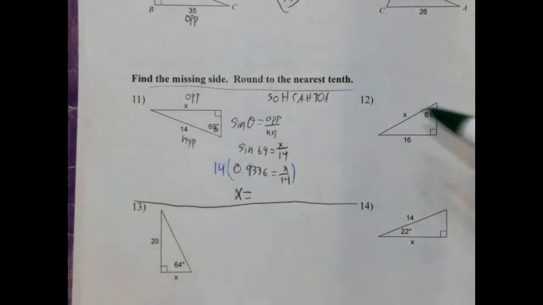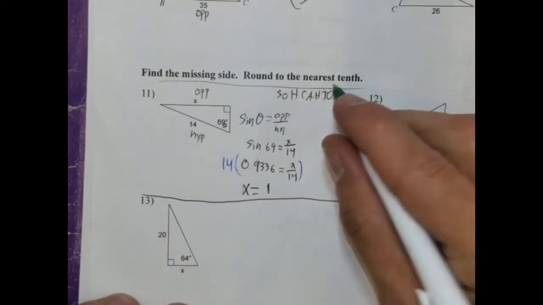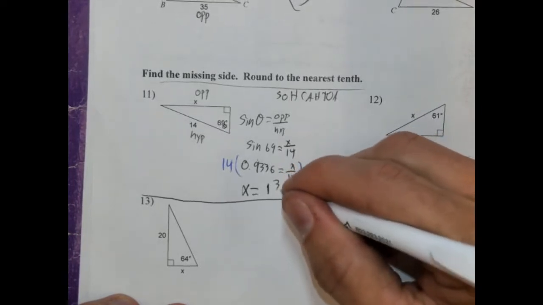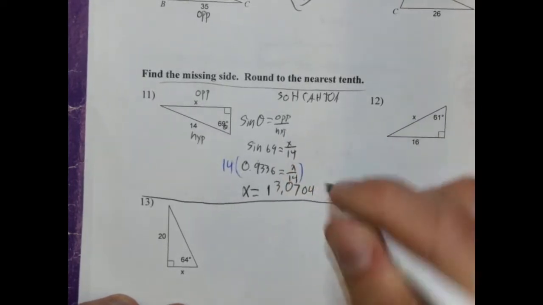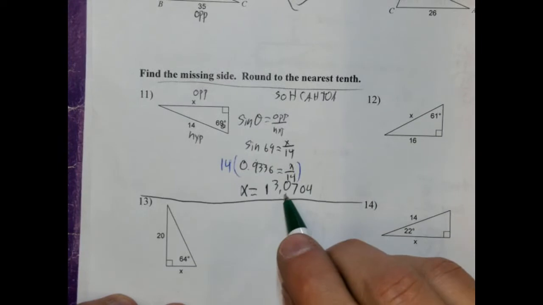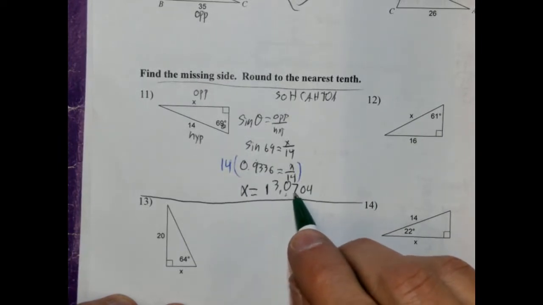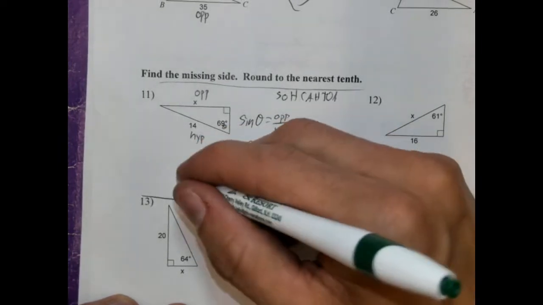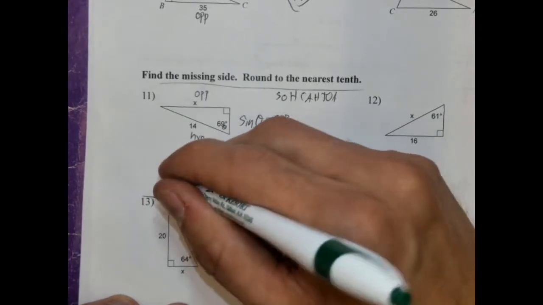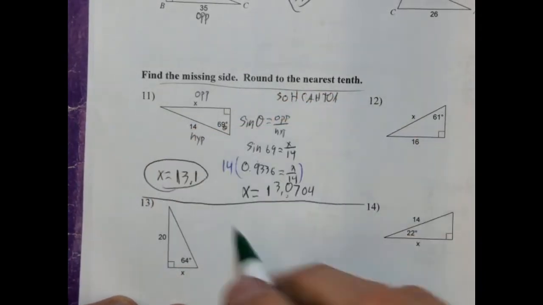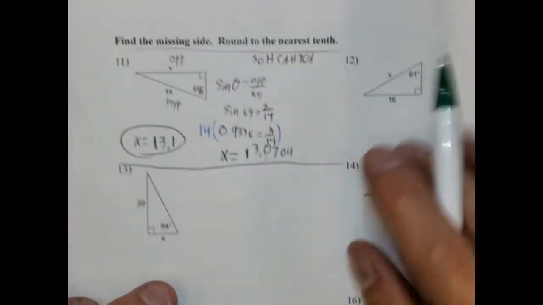0.9336. It says round to the nearest tenth. Okay, so I have 13.0704. So nearest tenth would be this place value here. So the 7, because it's 5 or higher, this is going to become 1, so it's going to be 13.1. So this is it rounded. It's an estimation, right? So there you go. Okay, let's do the next one.